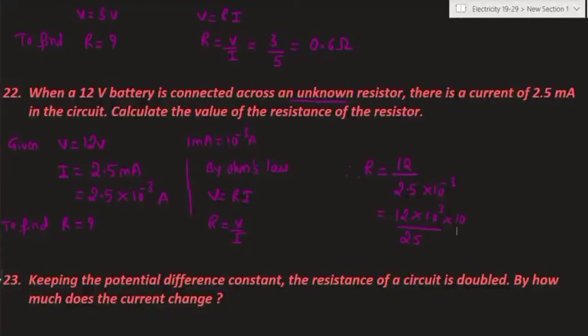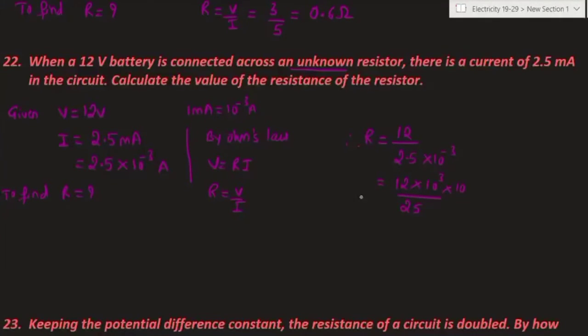Now what do I do? 12 into 10 is 120, into 10 to the power 3, divided by 25. 5 fives are 25, 5 fours are 20, and this becomes 4.8 into 10 to the power 3. 10 to the power 3 means 1000. 4.8 into 1000 is 4800 ohm. That is, resistance is equal to 4800 ohm, the answer for the given question. Let us move to the next question now.